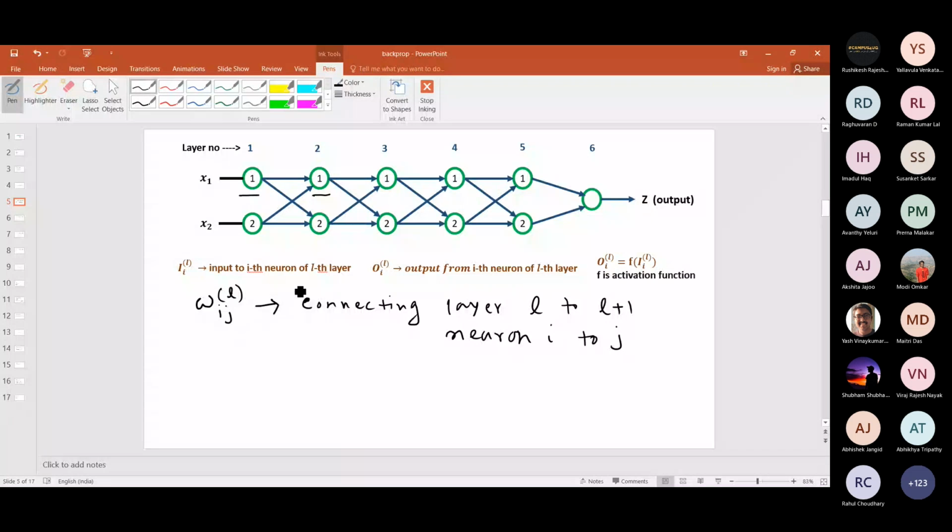And you also have the bias, which I denote by this one. This is basically the bias of the ith neuron of the lth layer.